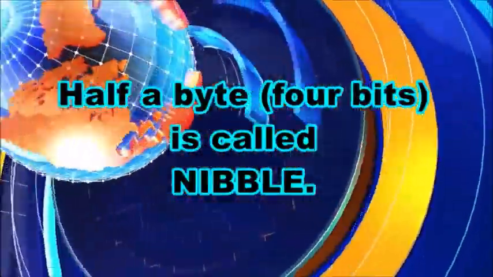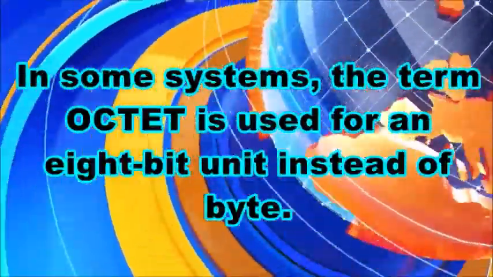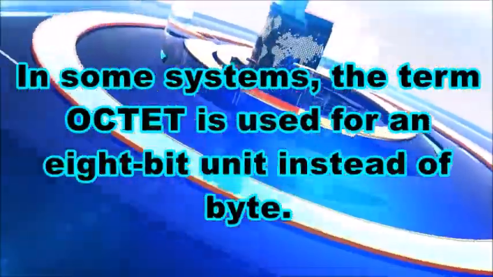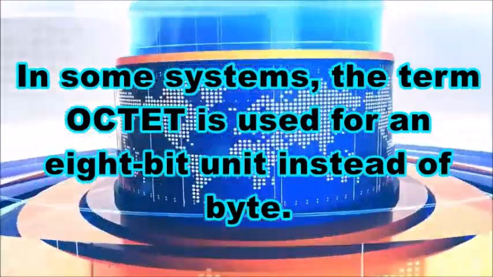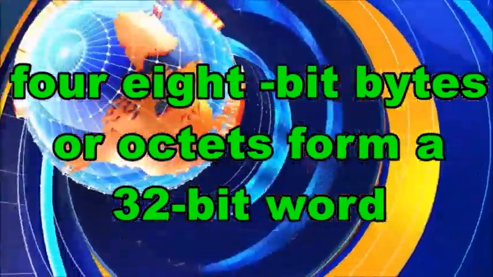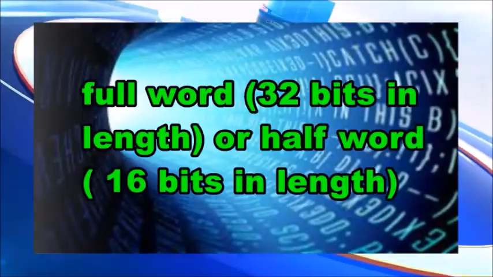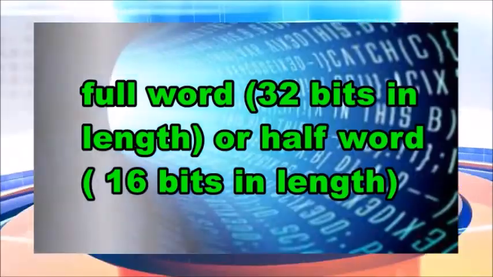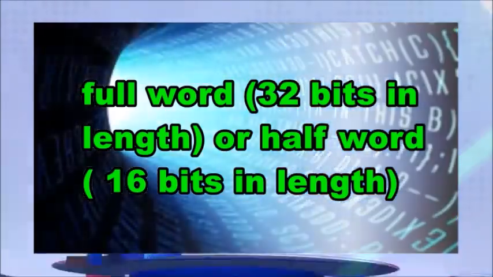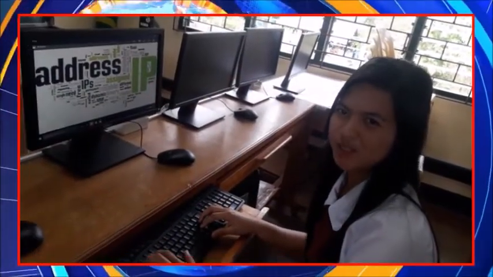Half a byte, or 4 bits, is called a nibble. In some systems, the term octet is used for an 8-bit unit instead of byte. In many systems, four 8-bit bytes or octets form a 32-bit word. In such systems, instruction lengths are sometimes expressed as full word, 32 bits in length, and half word, 16 bits in length. Now you know the binary digits and its purpose.